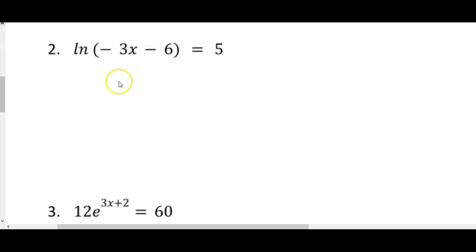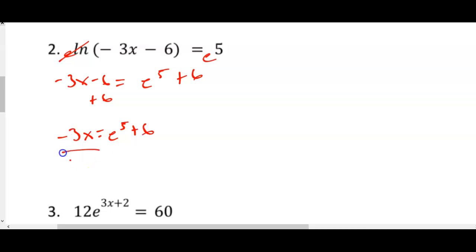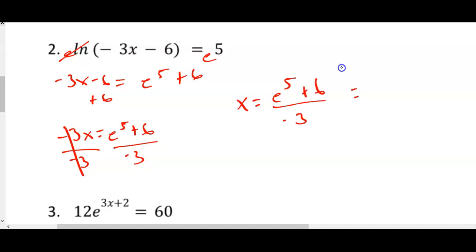So we've got a natural log equation. We're going to apply e to both sides because e is the inverse of natural log. So that cancels out, and you have e to the 5th right here. And so we're going to add 6 on both sides, and then we're going to divide by -3. And x equals e to the 5th plus 6 divided by -3. I'm going to punch that in my calculator, and I'll get -51.471. All right, so there we go.